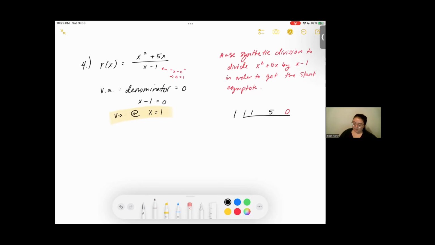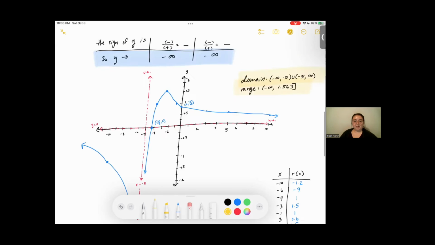So we have 1. That's our value of c. We draw that extra line underneath our upside down house to indicate the middle and bottom row. Then we can get started.